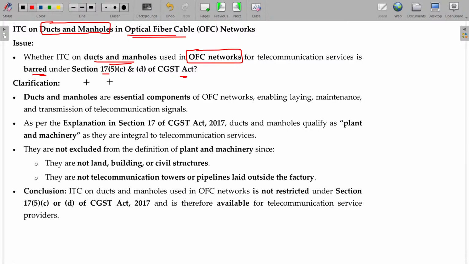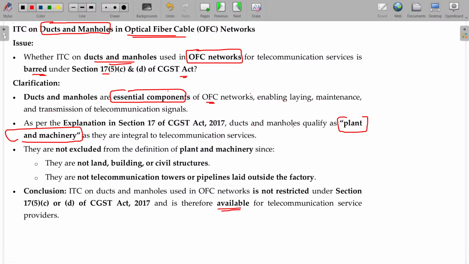Is it correct? So the clarification says, without which I cannot supply, sir. So the clarification says of course it is available. Ducts and manholes are essential components of OFC networks, enabling laying, maintenance and transmission of telecommunication signals. Ducts and manholes qualify as plant and machinery. In case of immovable property, being plant and machinery, it is eligible. But plant and machinery excludes pipelines and other things laid outside the factory.